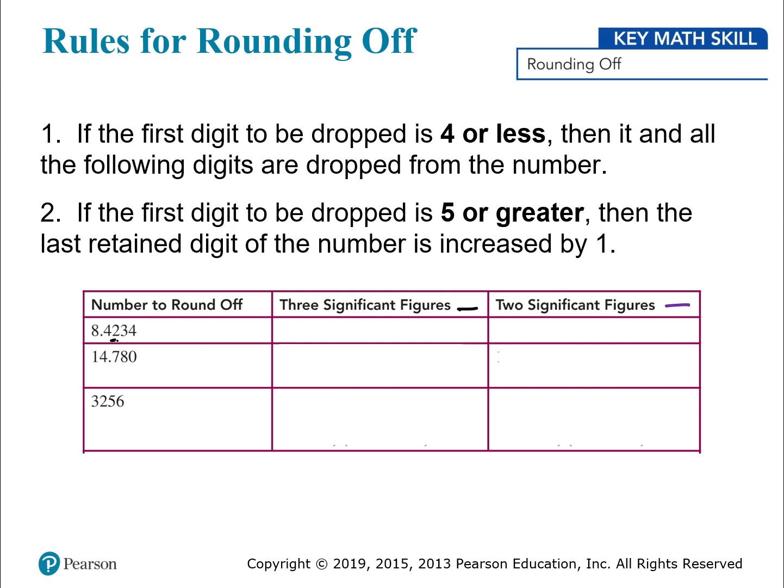Next to the 2 is a 3. 3 is 4 or less, so the 3 and everything else is going to be dropped off. We're left with 8.42.